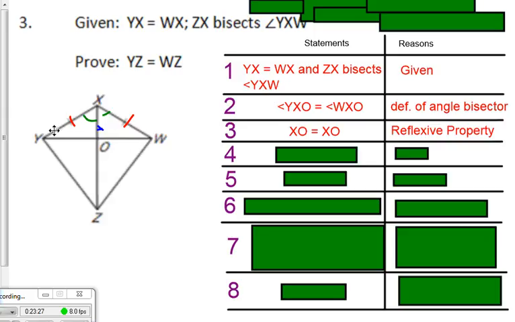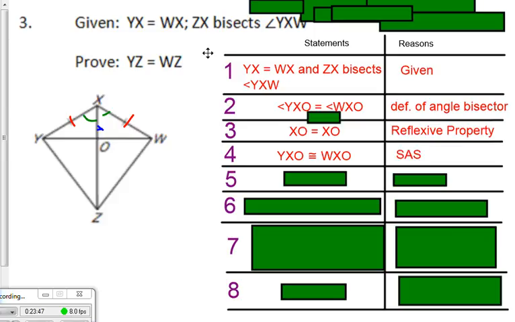Now, looking at these triangles, I have YXO and WXO. Red line, green angle, blue side. So those two triangles are exactly the same. YXO is congruent to WXO. How do we know that? By the side-angle-side congruence theorem. Okay, so we know that those two triangles are exactly the same.